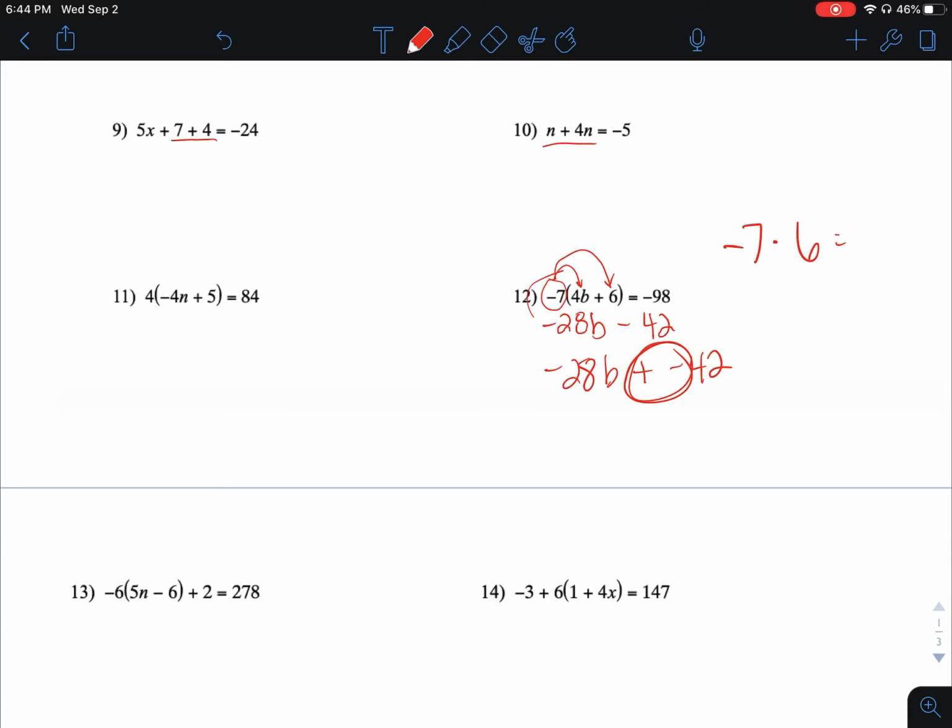So don't do double signs, because as we get into harder and harder equations and as we get into quadratics, it's going to make everything so much more confusing. So you stick with the -42, not plus -42. Okay, so we don't ever do that. And then from here, you just continue to solve the equation. I'm going to let you solve that one on your own.